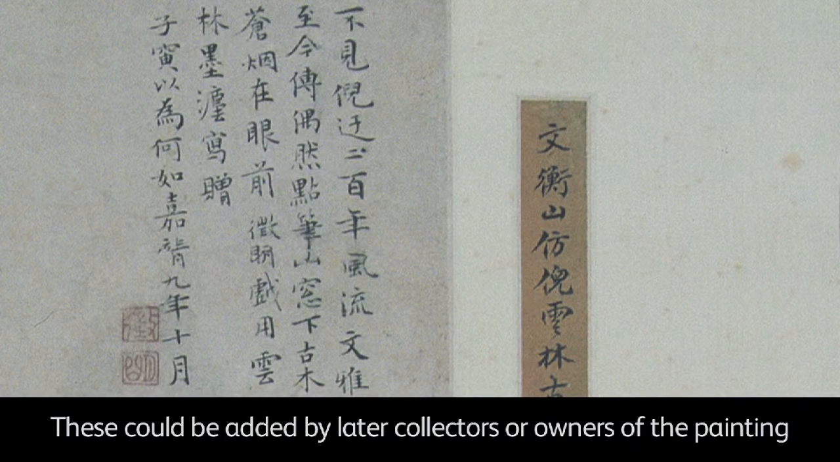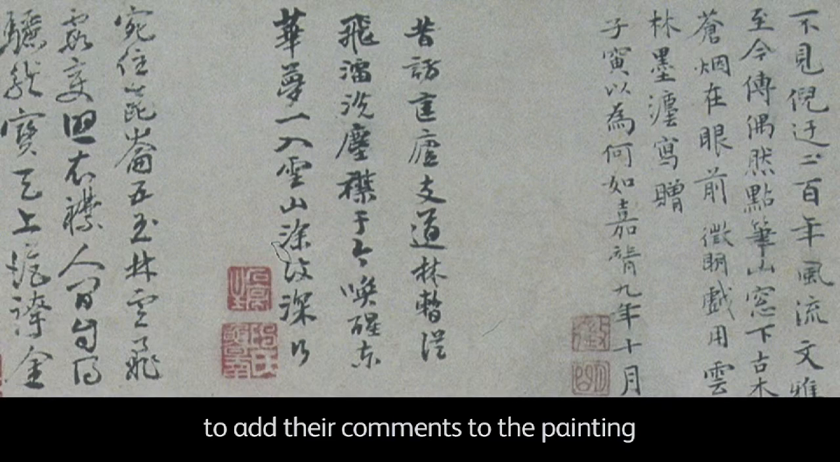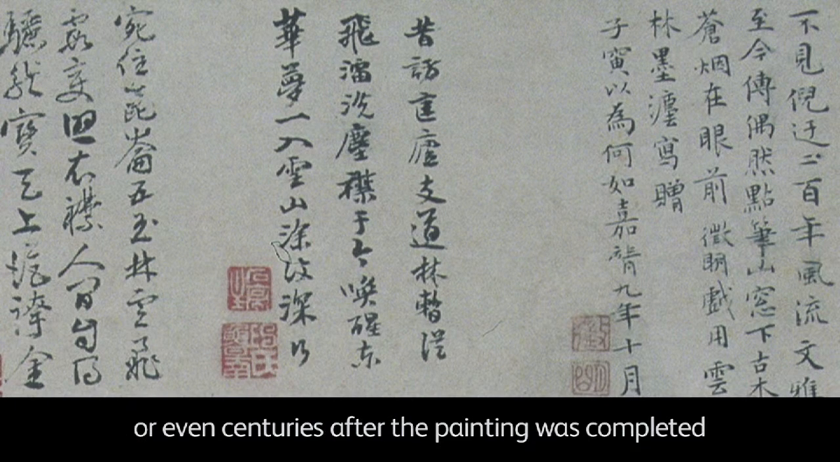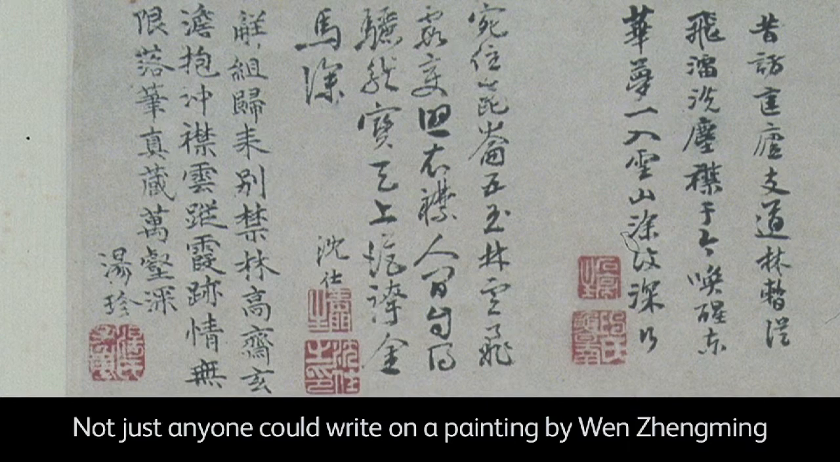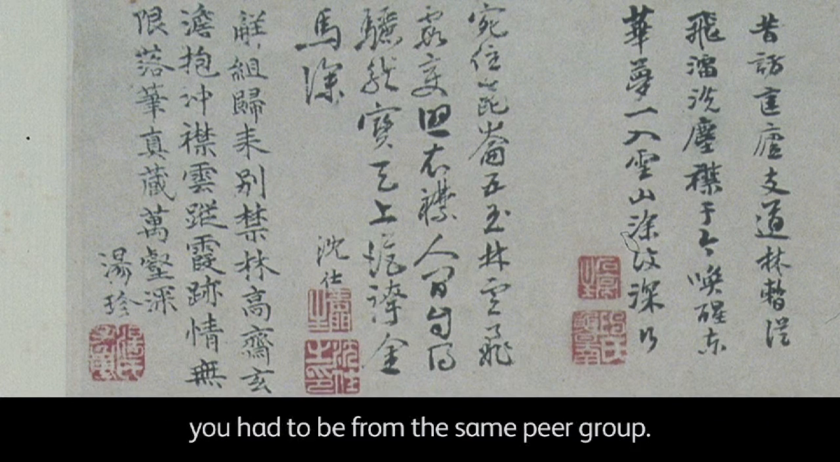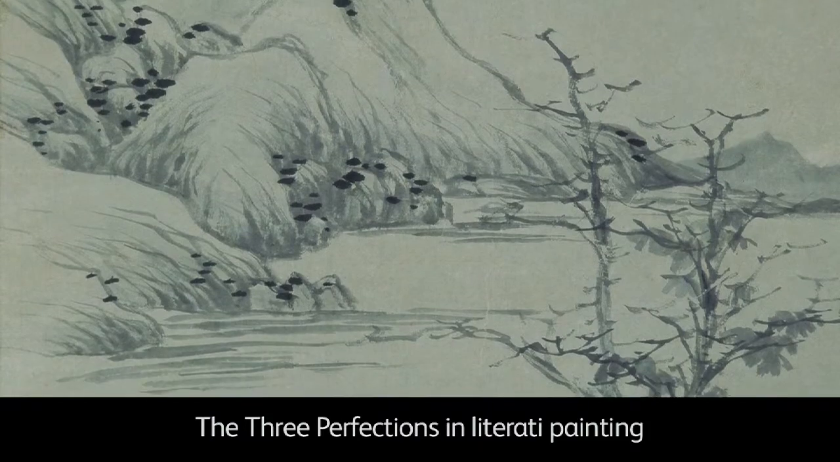These could be added by later collectors or owners of the painting, or by people who were invited to add their comments to the painting. These could happen years or even centuries after the painting was completed. Not just anyone could write on a painting by Ming. You had to be someone, you had to have some sort of cultural standing, you had to be from the same peer group. This is a fine example of what are called the three perfections in literati painting.